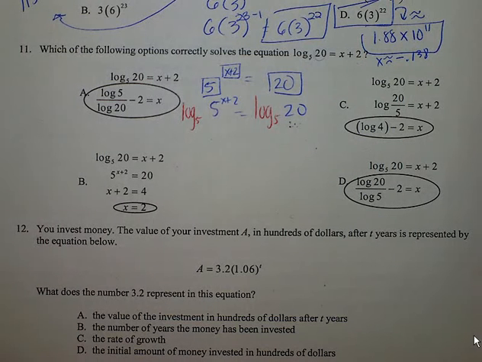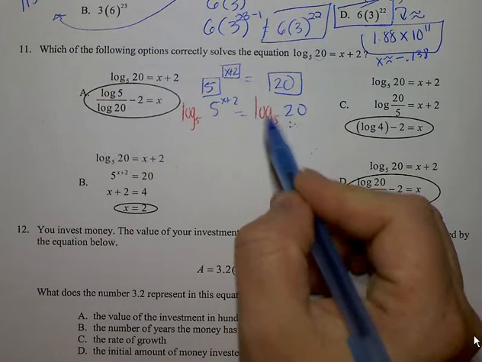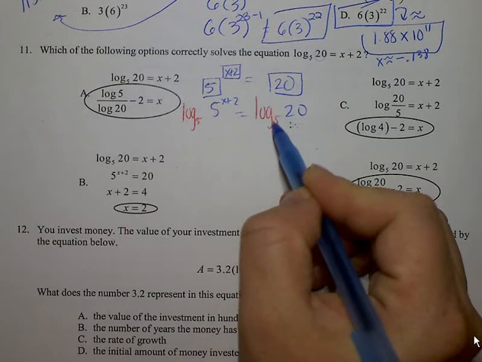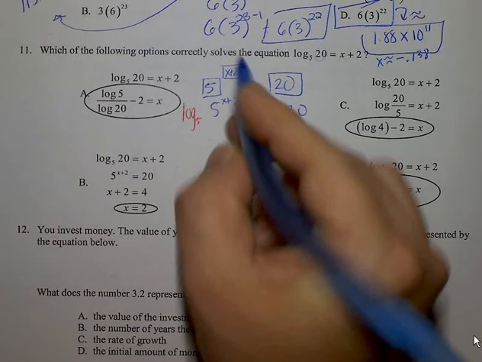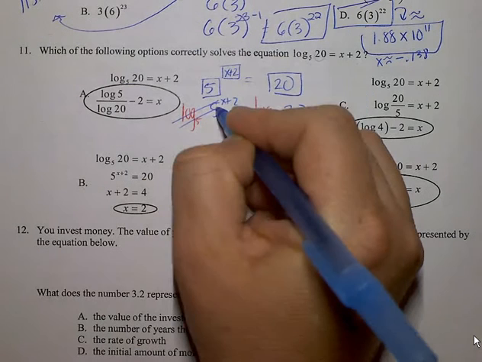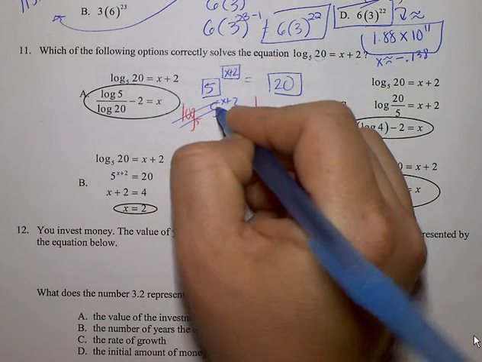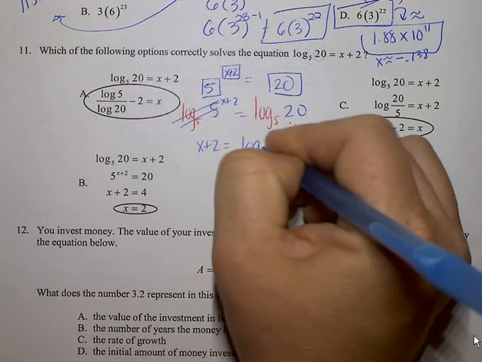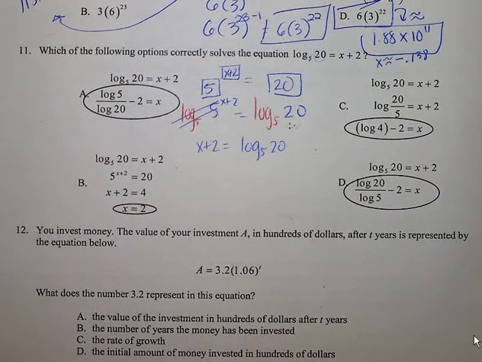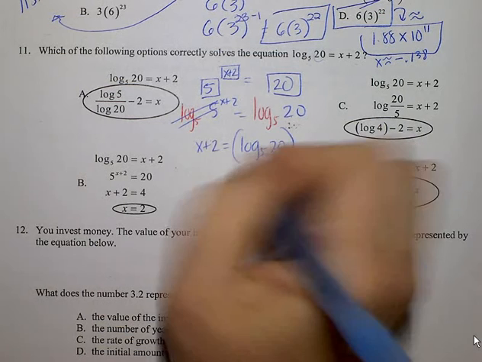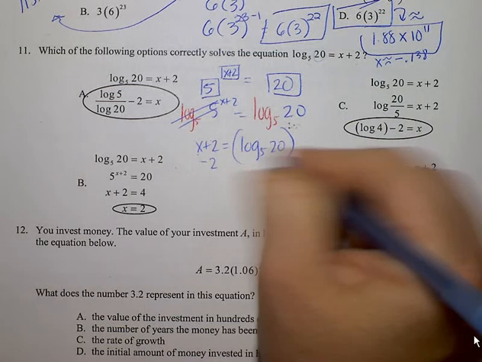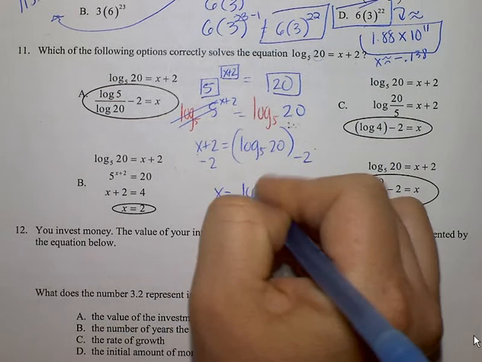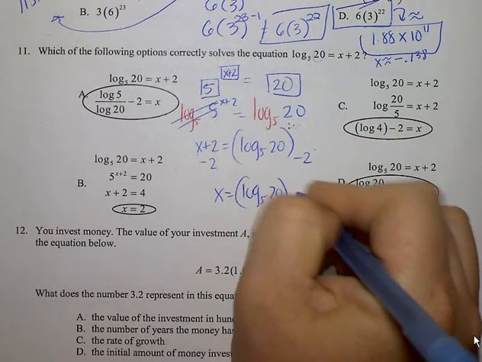On the right-hand side, I have log base 5 of 20. On the left-hand side, these will cancel out. In reality, they turn into a 1. They don't just disappear. And I get to bring down x plus 2 equals this quantity. To isolate the x, I'm going to subtract 2 from both sides. So x equals log base 5 of 20, then subtract 2.